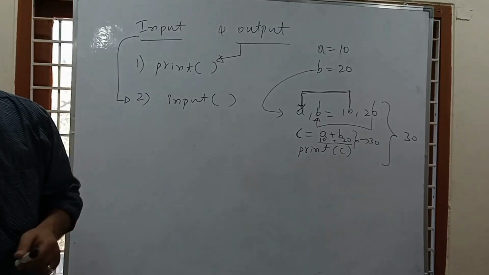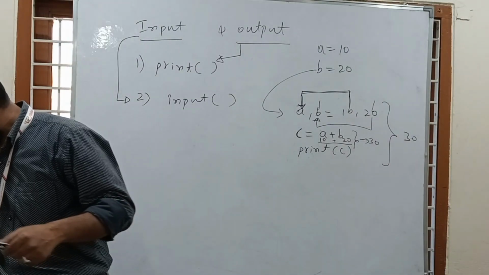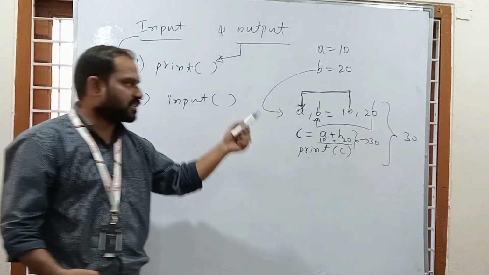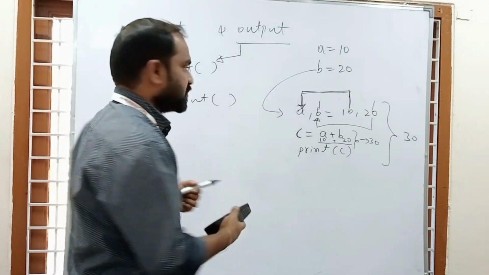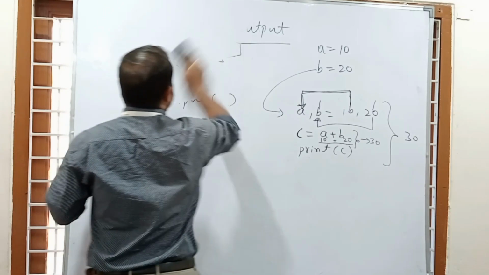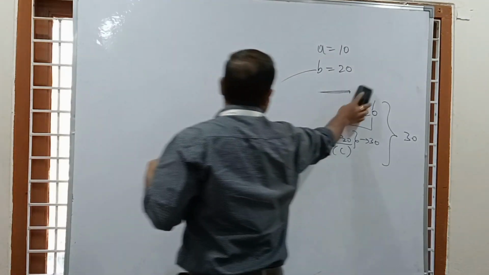Okay. Simply we are printing only data. I want to print some information along with 30. So how can we use this print function along with text?